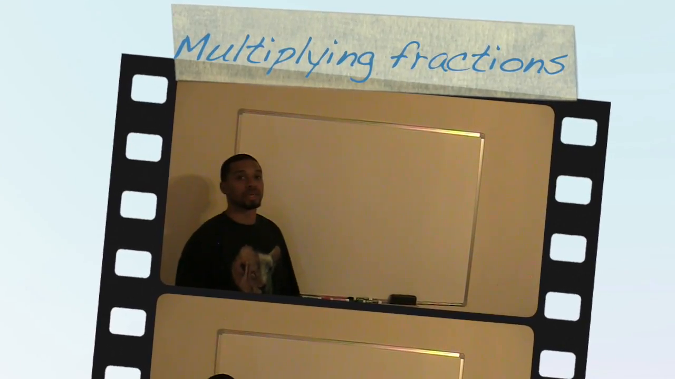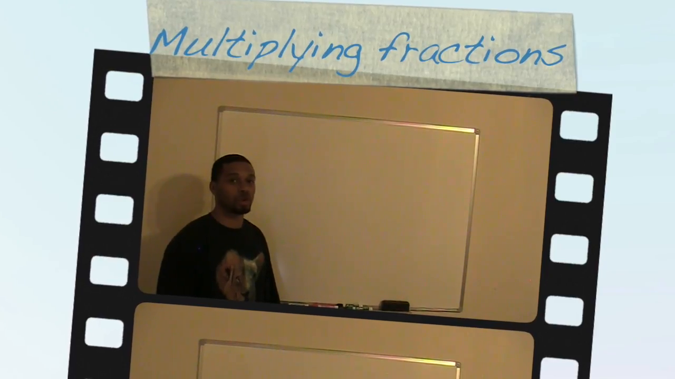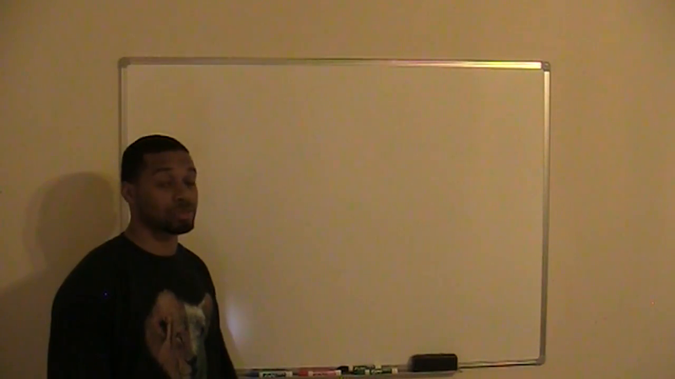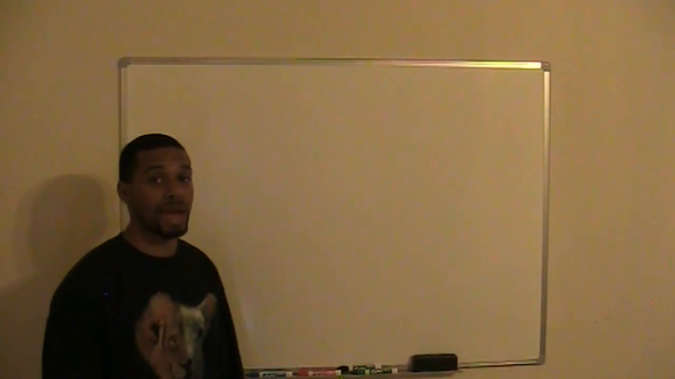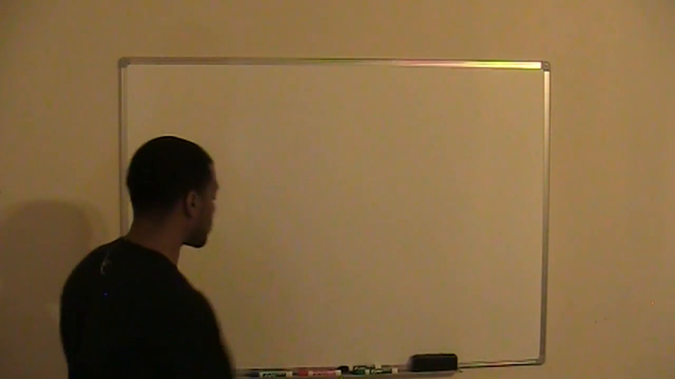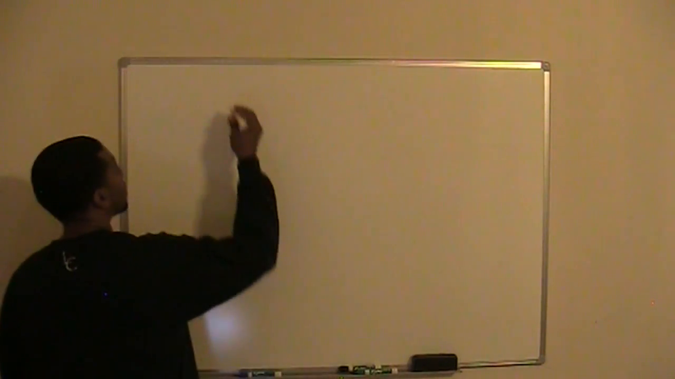Now we're going to move into NF4, which is multiplying fractions. One of the differences between multiplying fractions and adding and subtracting fractions is that when you multiply fractions, the denominators do not have to be the same. When you multiply fractions, you're simply going to take the numerators, or the top number.